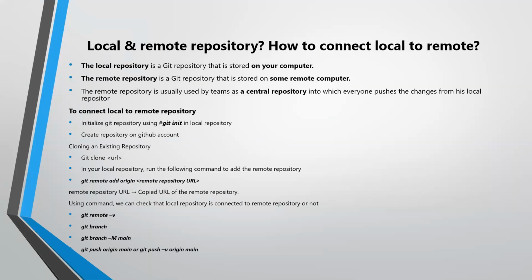Local and remote repository: how to connect local to your remote repository. Remote is your GitHub account. A local repository is a Git repository that is stored on your computer. Whatever changes you have made using Git is in your local repository. A remote repository is a Git repository that is stored on some remote computer. Remote means GitHub account. The remote repository is usually used by teams as a central repository into which everyone pushes changes from their local repository.